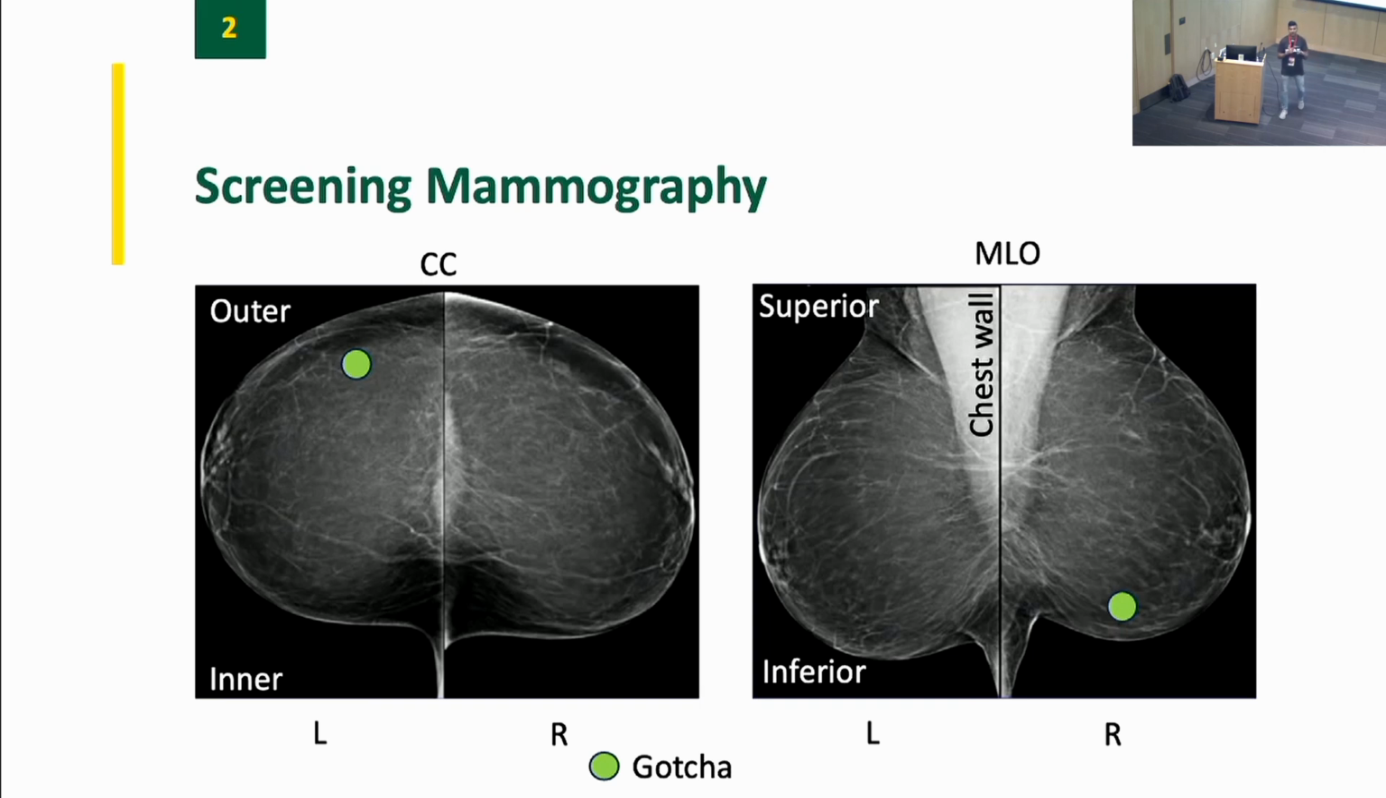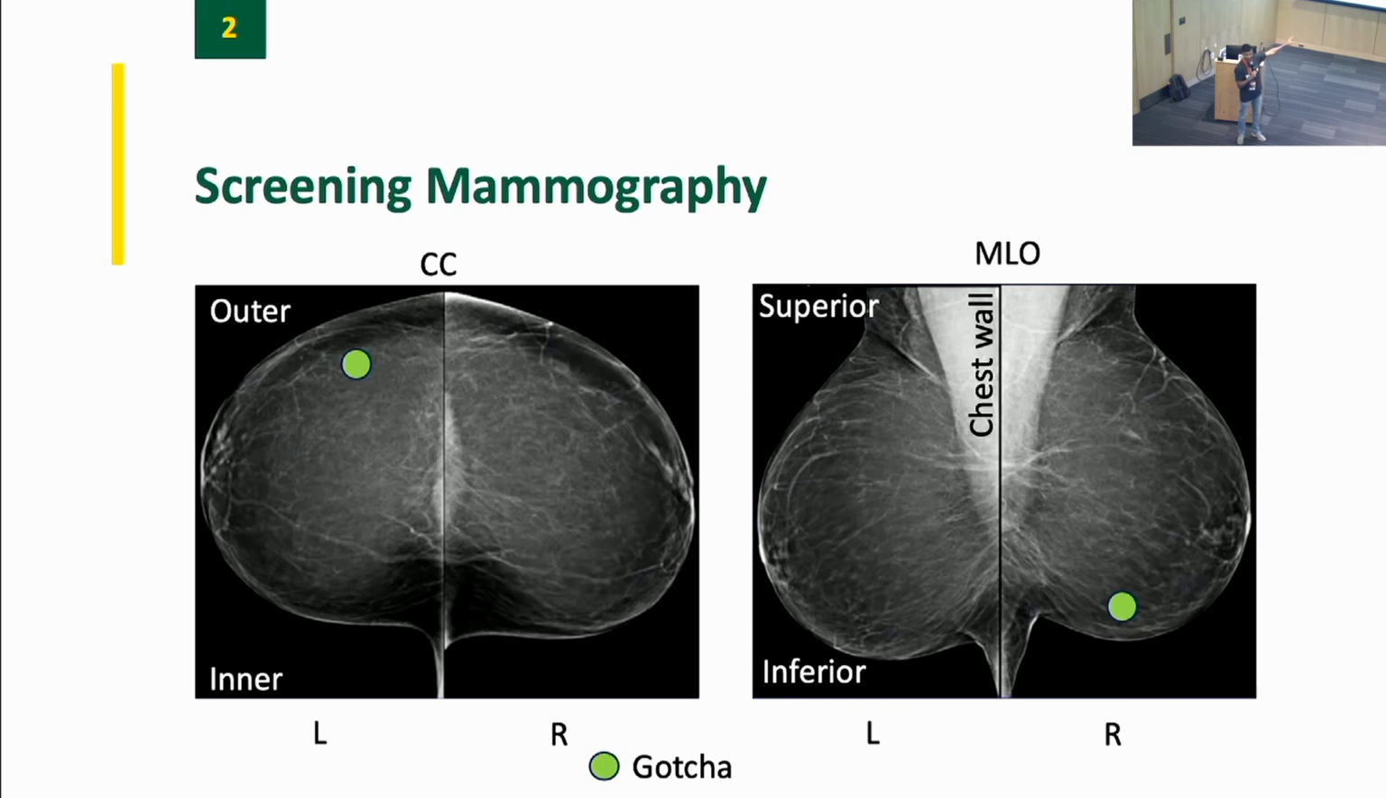If we're lucky, we get to see the same lesion on the CC and MLO view. But what did I say earlier? It's a 2D projection of a 3D structure. That means that if there's a lesion visible on the CC view, you're not guaranteed it's going to be visible on the MLO view, depending on how the projection is, what other tissue is in the way, right?